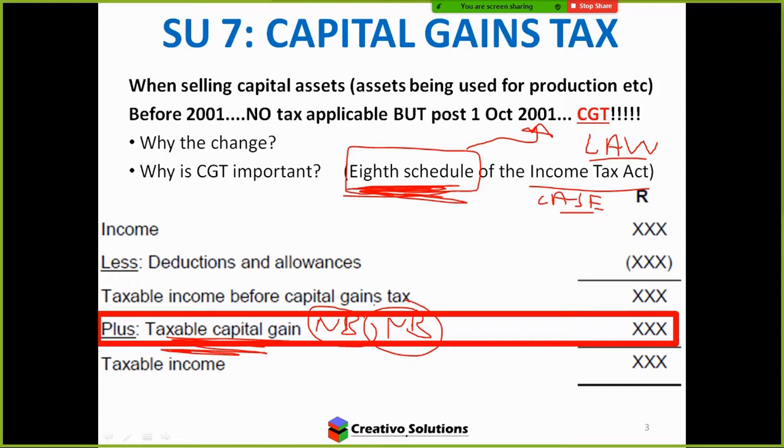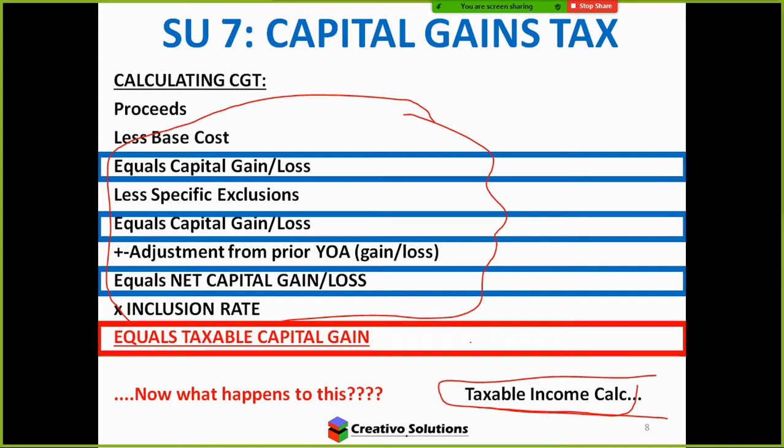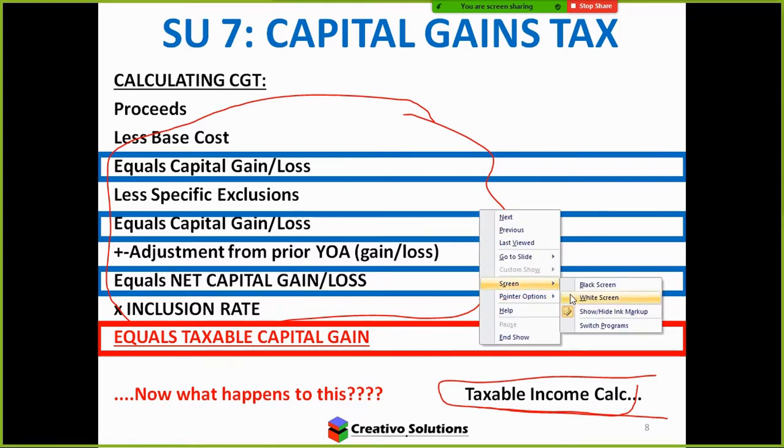So when you're looking at study unit 7, in different exam questions, they'll give you lots and lots of information relating to that specific asset, because you're going to have to work out what the actual taxable capital gain is. If it's a taxable capital gain, remember it's only what's been included as part of the working. Is that all right? Yes. So the inclusion rate, all of these adjustments, etc., all need to be worked out first before you get the final answer, and that final answer would be included in the taxable income calculation.